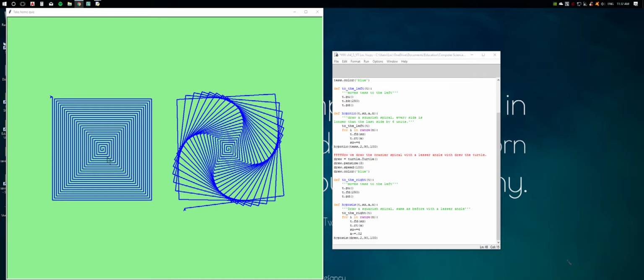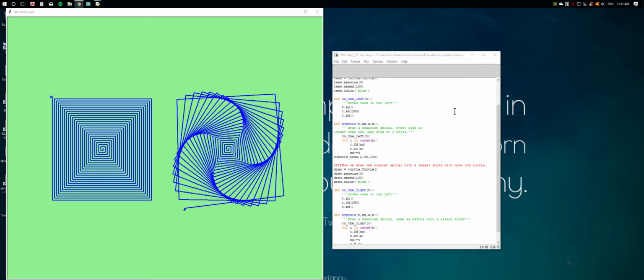Okay? And this image is essentially turtle drawing a line, then doing a right turn, then drawing the same line with an addition of some unit. Okay? So, let's go over it.